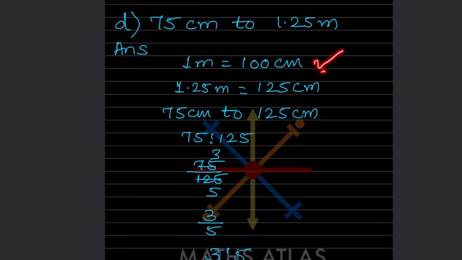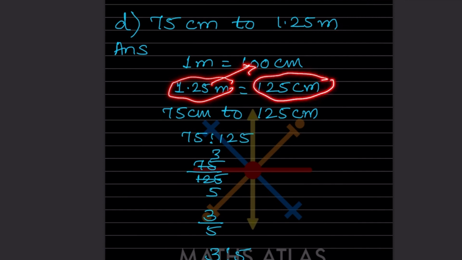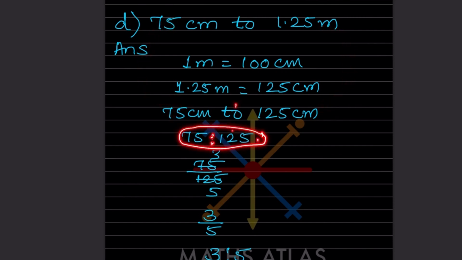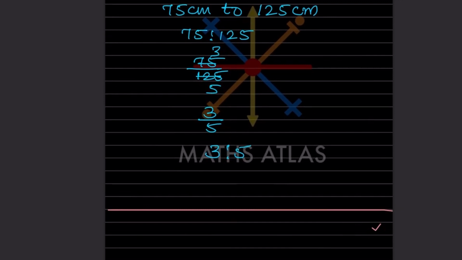That is, 1 meter is 100 centimeters. So 1.25 meter will be, when you multiply this, you get 125 centimeters. Now this will be as it is, and this conversion gives 125 centimeters. So again you put a ratio sign, you divide it, simplify this. So 25 threes are 75 and 25 fives are 125, that is 3 by 5, which is 3:5. So by this way, the next part of this.